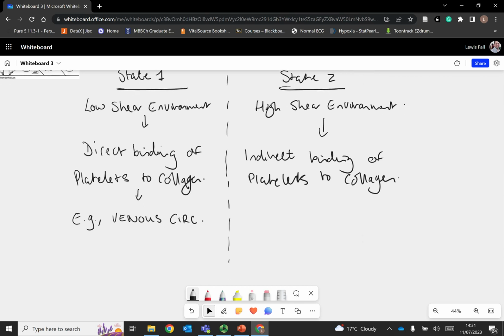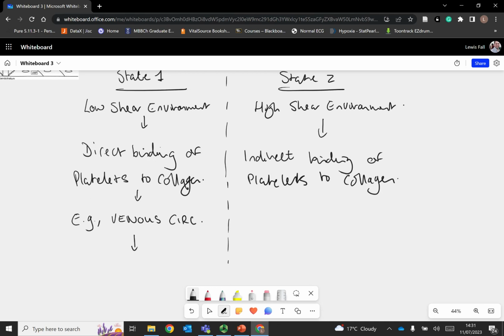So what we get is platelets, so we'll do this PT for platelet. Platelets use predominantly glycoprotein 1A, 2A, and they will bind directly to collagen. Okay.